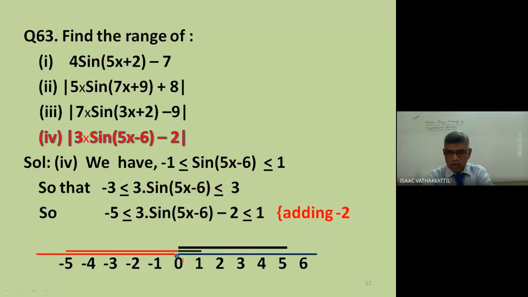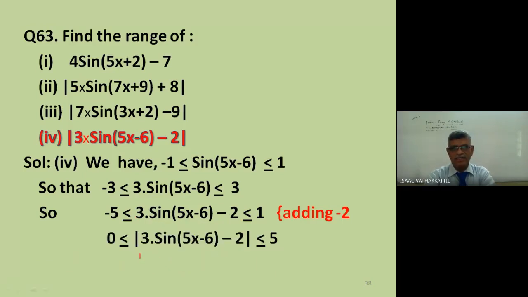Is it clear? Those numbers, say 3 sine 5x minus 6 minus 2, lie between minus 5 and 1. Those numbers between 0 and 1, taking the modulus, it is 0 to 1 itself. Those numbers between minus 5 and 0, taking the modulus, becomes 0 to 5. So overall, modulus will be between 0 and 5, and hence the range will be the closed interval 0 to 5. Any doubt you can ask, I can explain further.